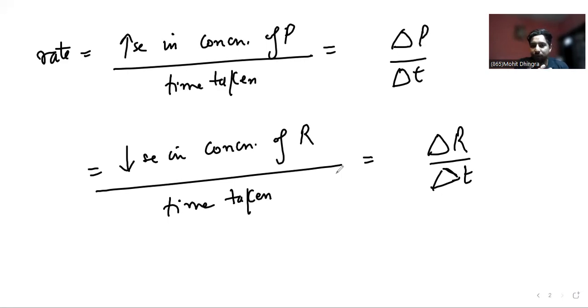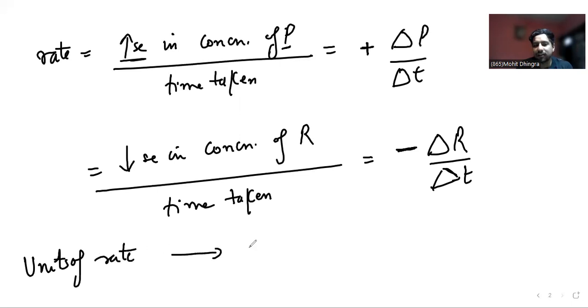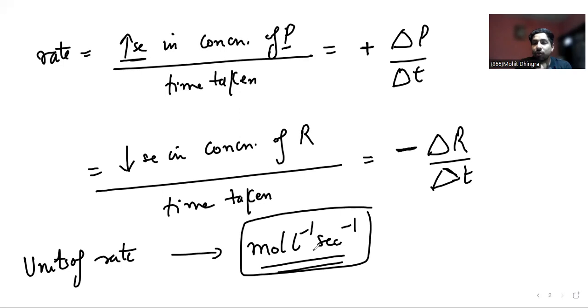So this is a way to represent it. Of course, because the P concentration is increasing, the reactant is converting into the product. As the concentration of this product is increasing, I will use a plus sign before this. And as the concentration of a reactant is decreasing, I will use a negative sign before this. Now this is the basic part. What is the unit of rate of reaction? The unit of rate is mole liter inverse second inverse. A 1 mark question is asked from this: what is the unit of rate? That is mole liter inverse second inverse.